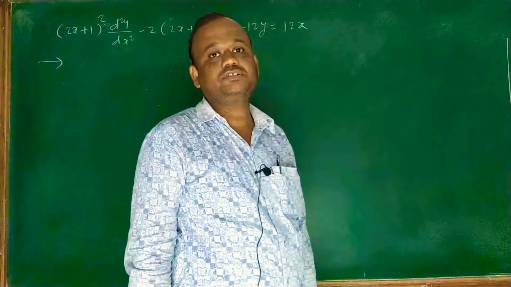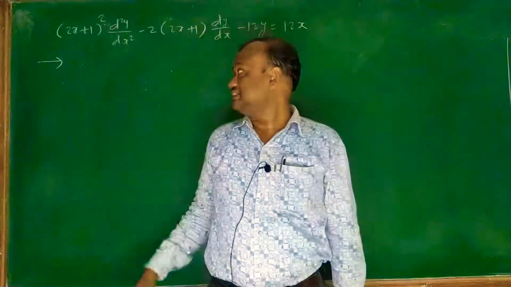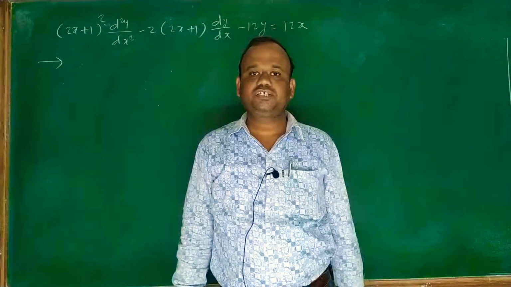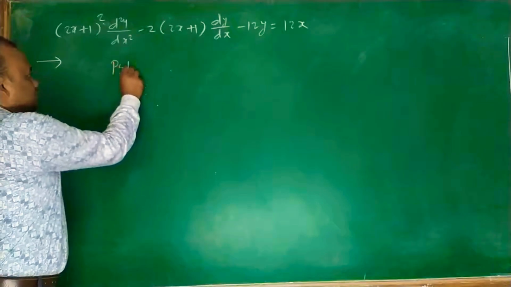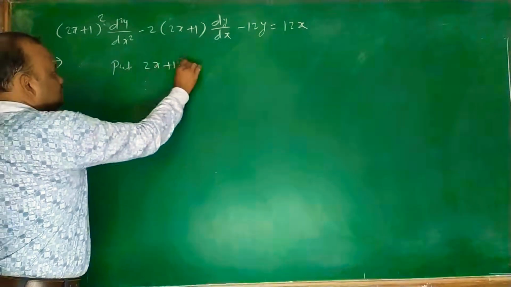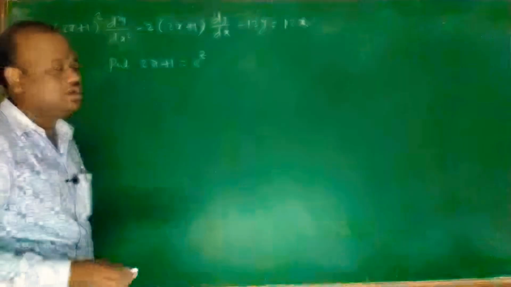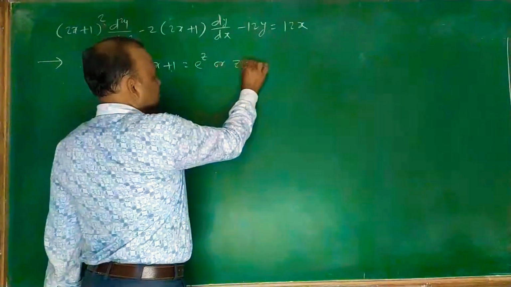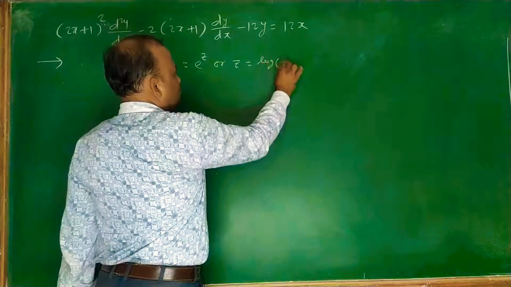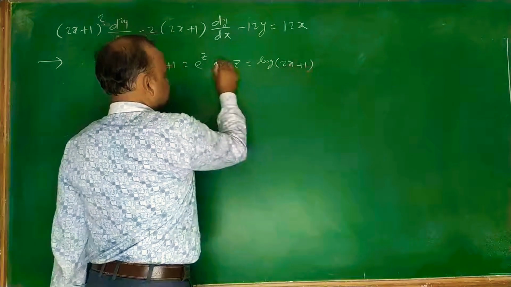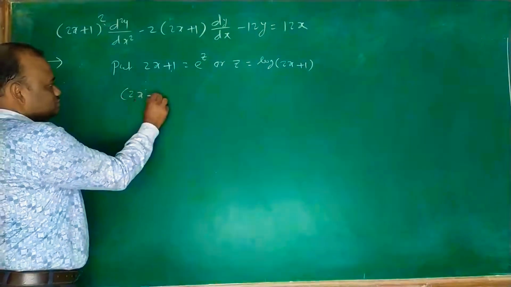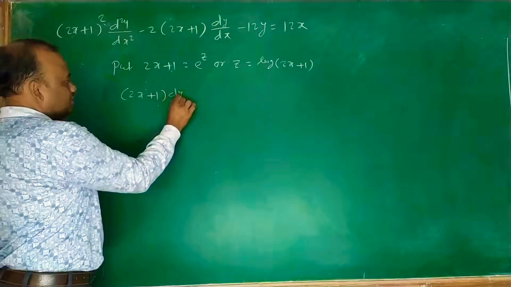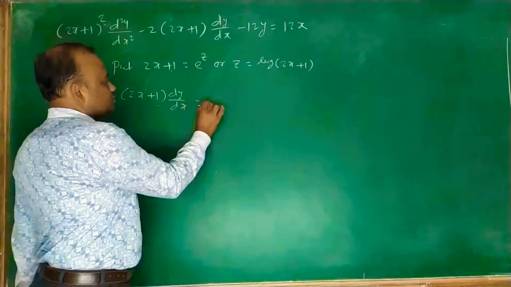For the solution, first we have to convert this Legendre differential equation to a linear differential equation with constant coefficients, and for that we have to use some substitution. That substitution is 2x plus 1 is equal to e raised to z, or z is equal to log of 2x plus 1. And one more substitution is there, that is (2x plus 1) dy by dx is equal to A y.